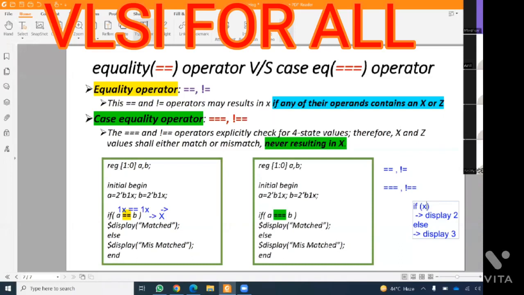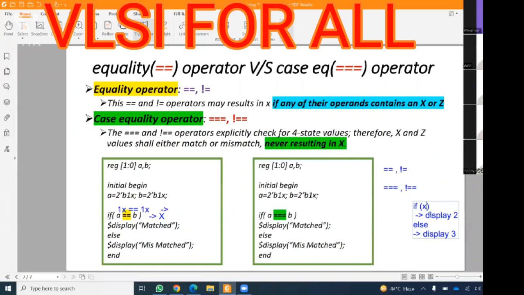Any guess? X will be displayed. Display 2. Okay. Why not display 3 and why display 2? It is not true or false, so it is like unknown. So it's none of it. So it won't display either 2 or 3. It won't display anything. Okay, so this code will not print anything basically. Yes.